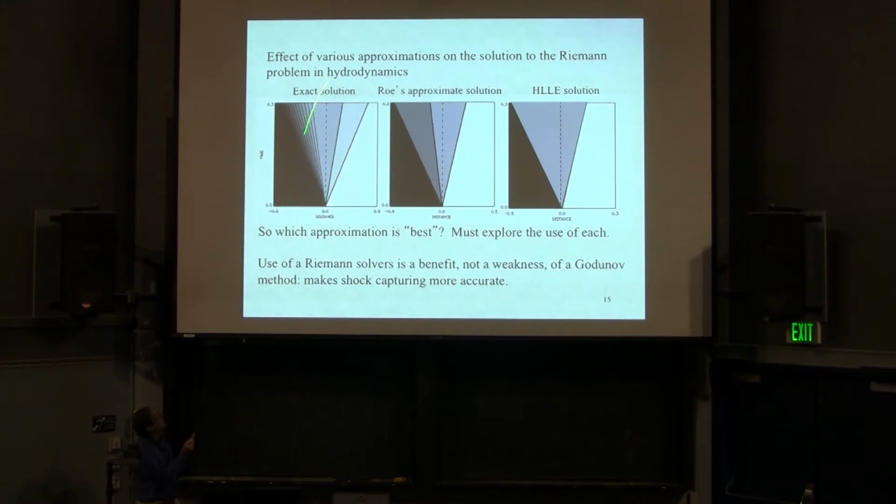Here's the exact solution for some Riemann problem: a shock wave, a contact, and a rarefaction. This resulted from some choice of left and right states at time equals 0, generated these characteristics, and we wanted to know the solution along the dashed line.